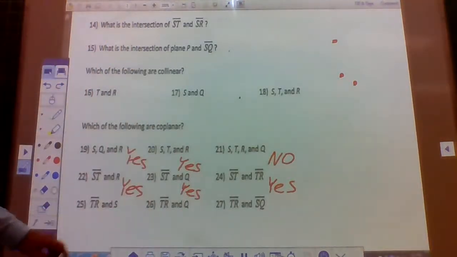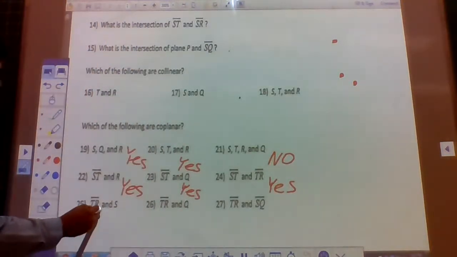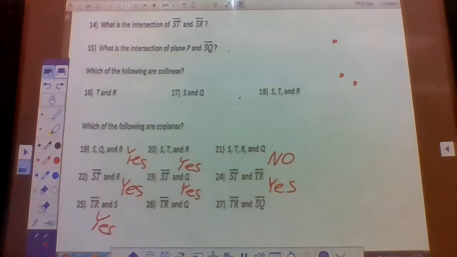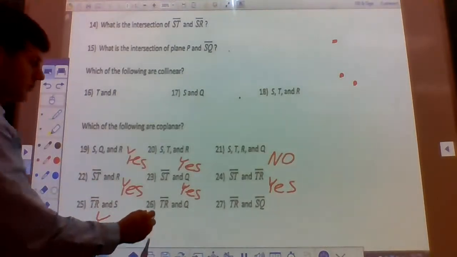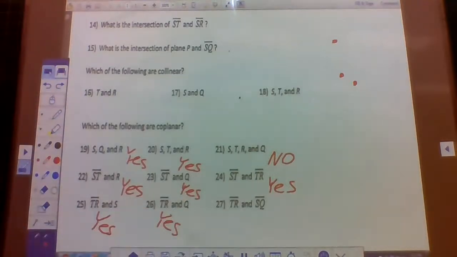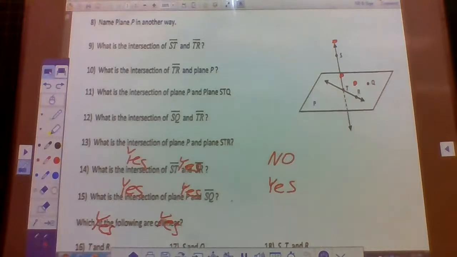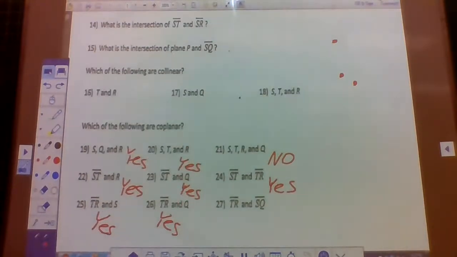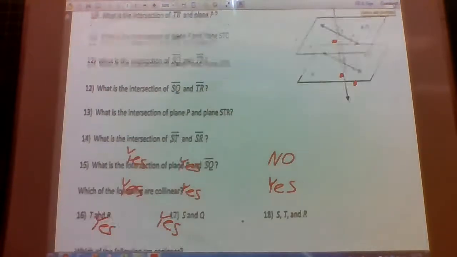Same idea here. Line TR and point S. Yes, they are because you have 3 points. TR and Q. Yes, they are coplanar. You have 3 points, TR and Q, as long as they're not all on the same line. Let's double check and make sure TR and S, TR and Q are not on the same line, so we're good. Okay, and then what about TR and SQ?